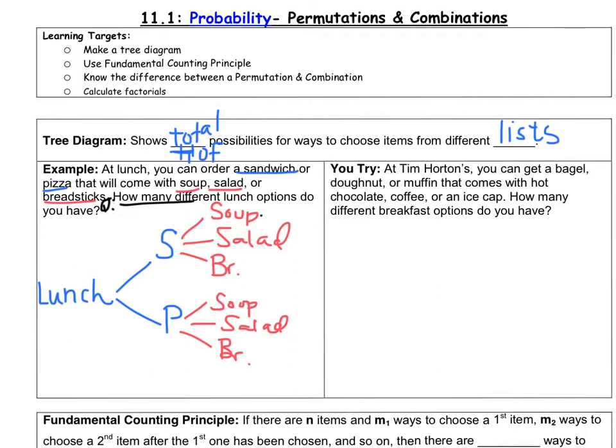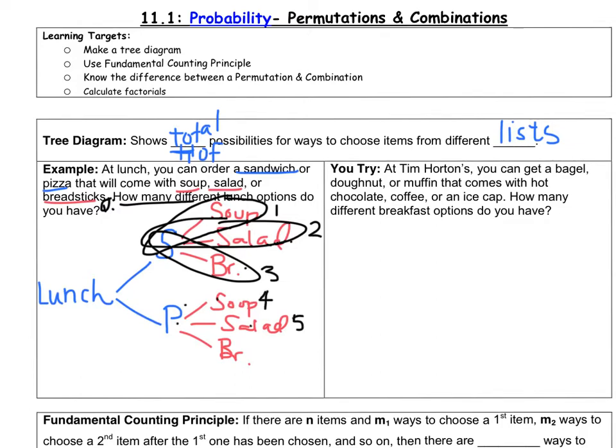Each of the final branches represents a different meal. So you could have a sandwich with soup, a sandwich with salad, a sandwich with breadsticks. There's 1, 2, 3 options. Pizza with soup, there's a 4th option. Pizza with salad, there's a 5th. Or pizza and breadsticks, that's a 6th option. So you only have to count out the number of final branches. So the answer to this would be 6.